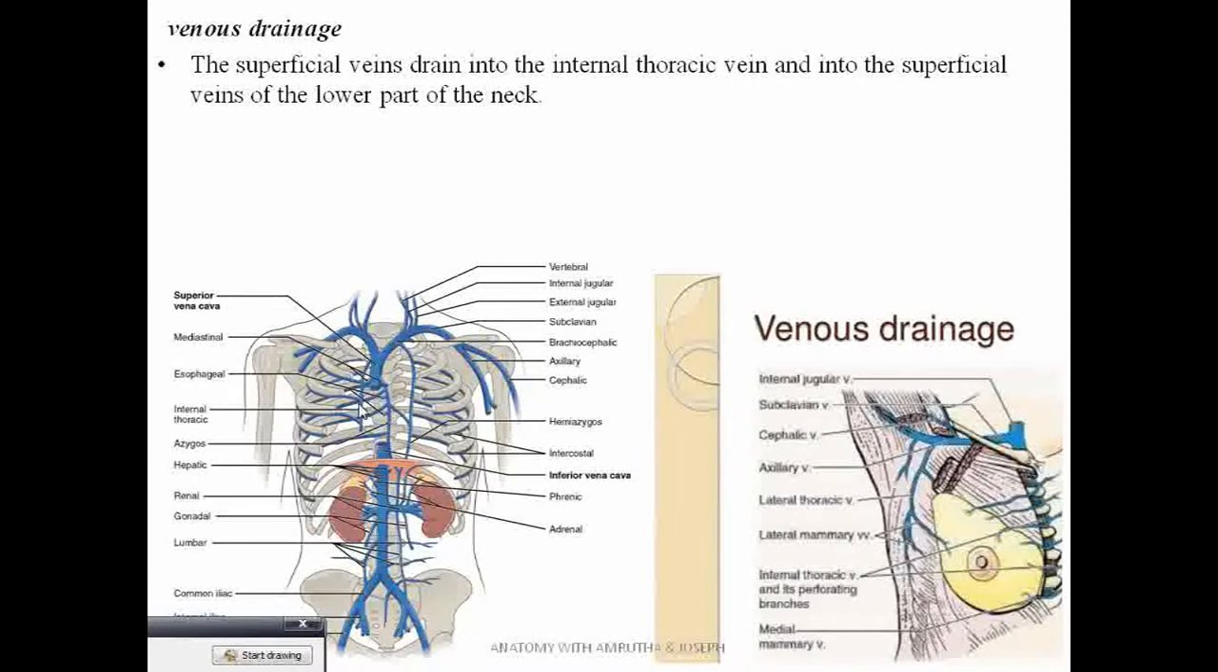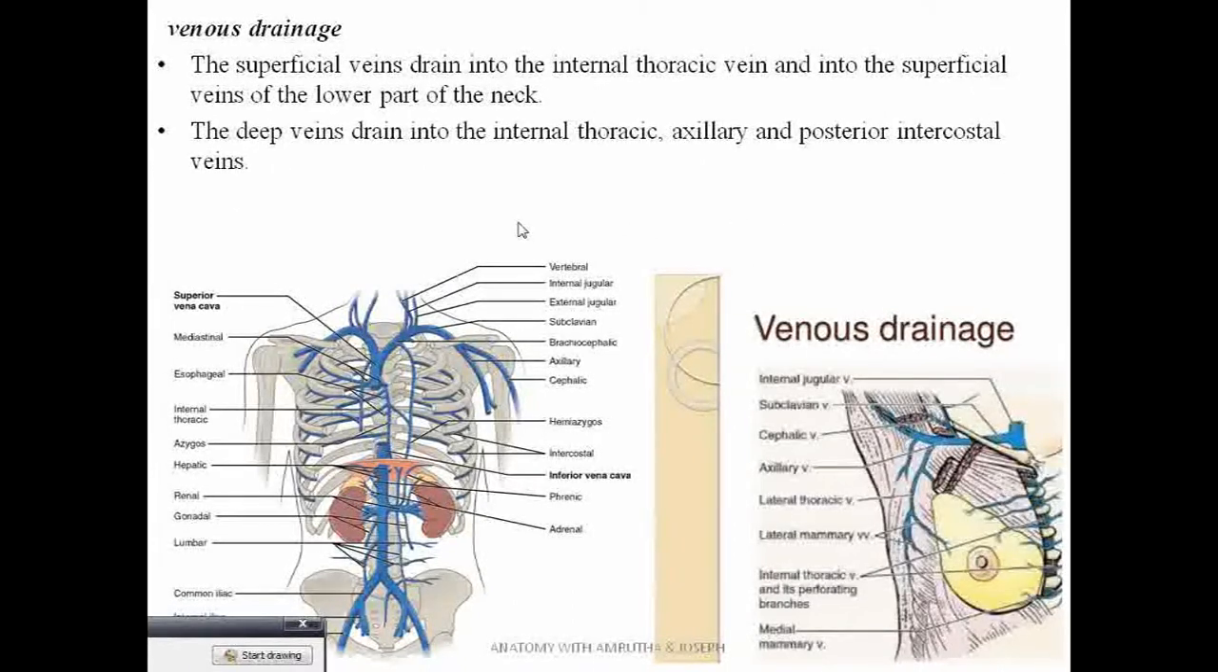Here it is, internal thoracic vein, and into superficial veins of the lower part of the neck. Some of them drain into superficial veins of the neck. There are many superficial veins on the neck that it drains into. The deep veins drain into the internal thoracic vein.